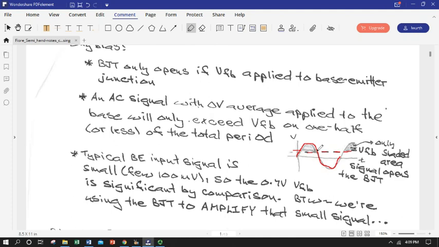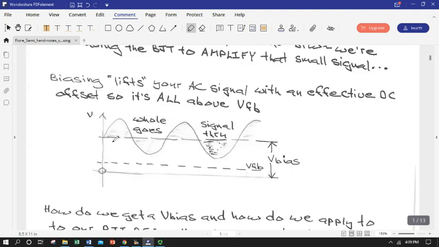If we're relying on our signal to provide that, we're going to cut off the whole bottom half. We'll only see those very top portions. We won't get the entire negative half cycle. It will be gone. So if we wanted to amplify this entire signal, we would need to shift the whole signal up so that the whole signal is well above our forward bias voltage at our base emitter junction.